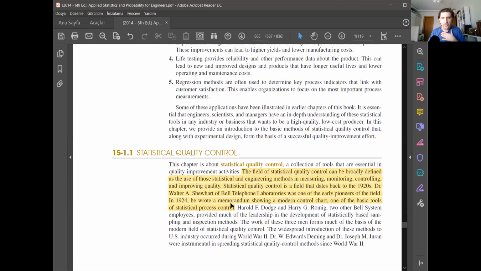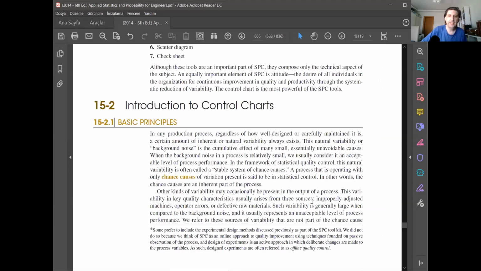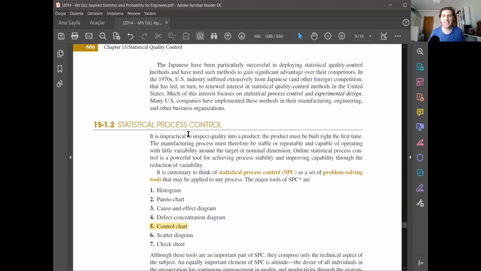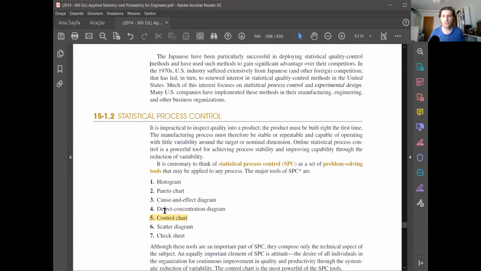In 1924, he wrote a memorandum showing a modern control chart, one of the basic tools of statistical process control. Basically, this is about maintaining the quality in a process. Shewhart came up with the idea of a control chart, and among the methods we use in statistical process control, the control chart is possibly one of the most important tools.